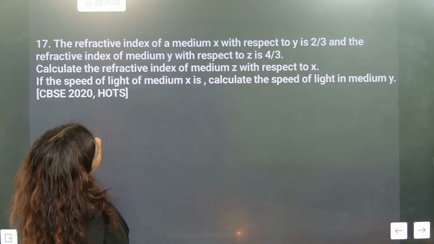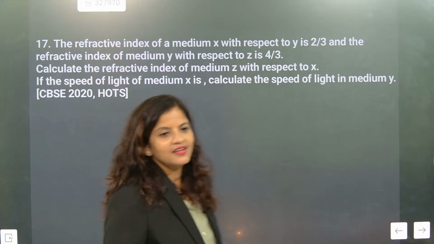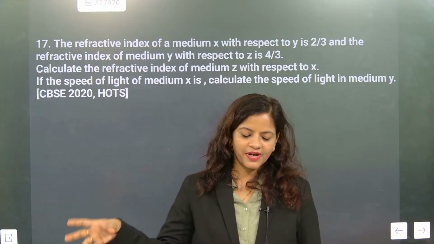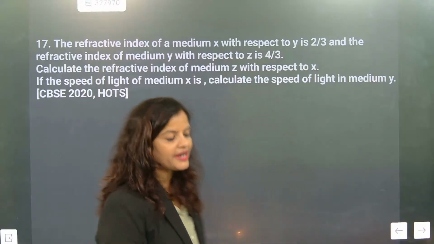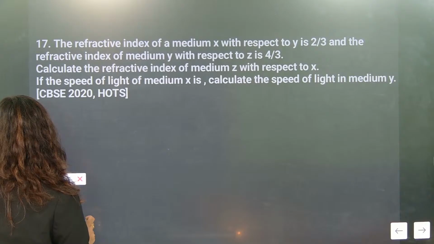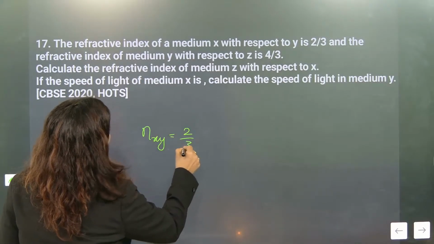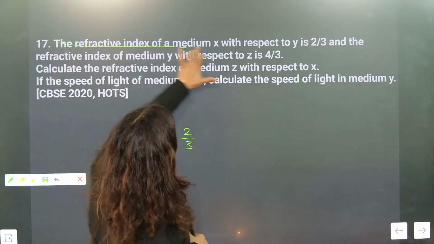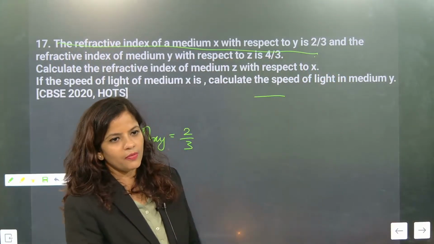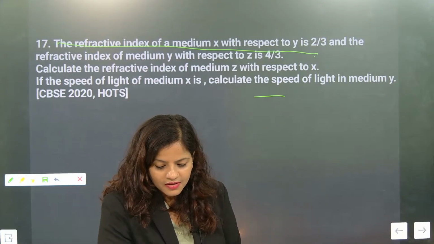The refractive index of a medium X with respect to Y is 2 by 3. That is nXY is equal to 2 by 3. We can write Y by X also, that is not a problem. It will get cancelled also.